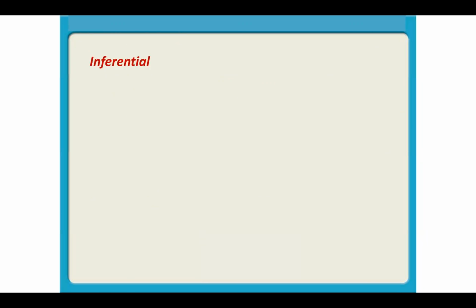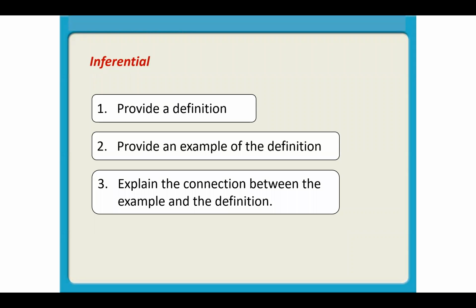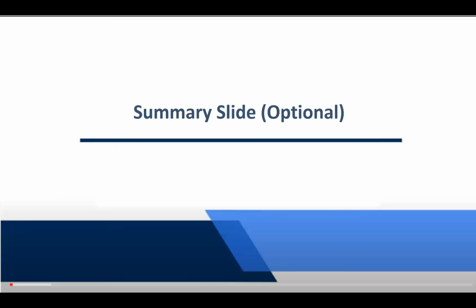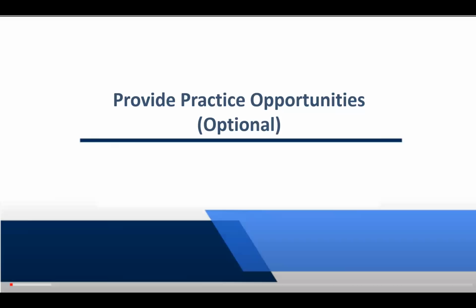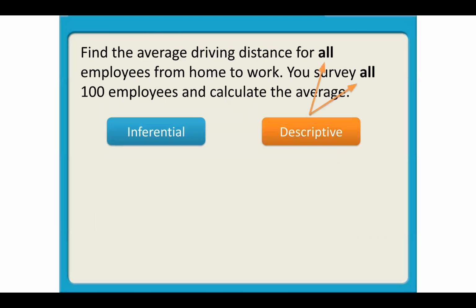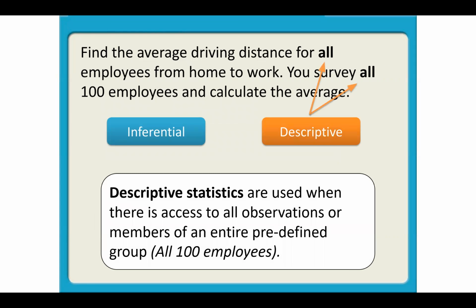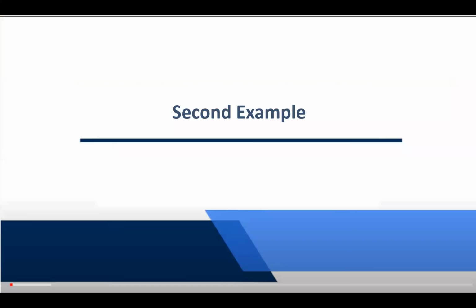Do the same thing with the next option, providing a definition, an example, and the connection between the example and the definition. Depending on the amount of information you've presented, it can be helpful to have a summary slide like this. You may optionally have them practice with other scenarios or problems. They read a problem and are shown the correct answer with an explanation. We then return to the original problem and select an appropriate option based on what was learned in the learning module.